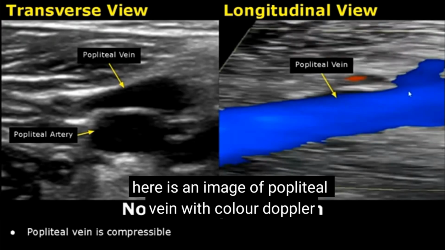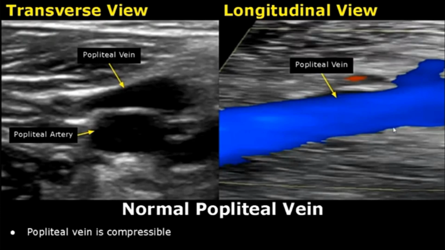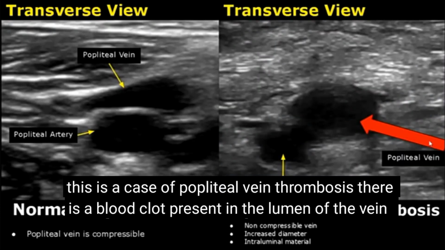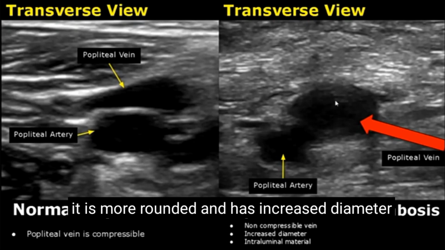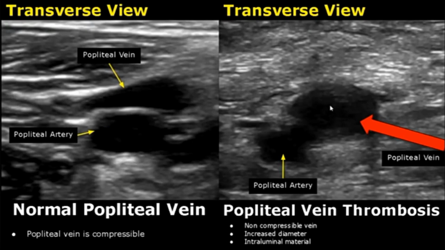Here is an image of the popliteal vein with color Doppler. This is a case of popliteal vein thrombosis. There is a blood clot present in the lumen of the vein. We will be unable to compress the vein with the probe. It is more rounded and has increased diameter.